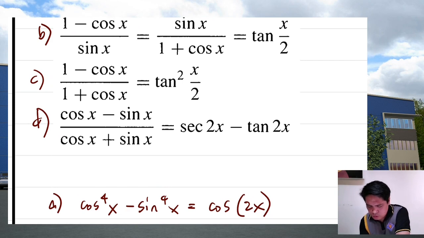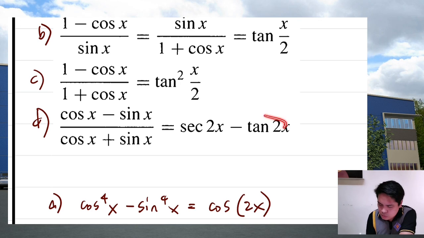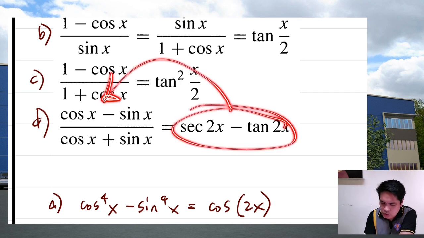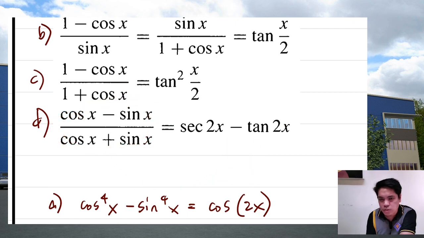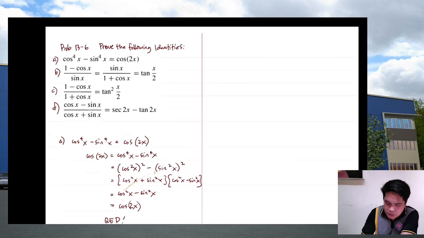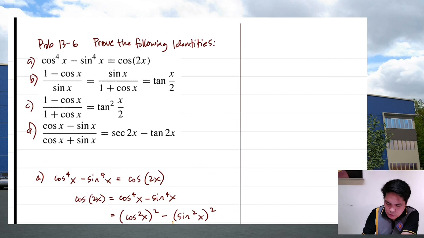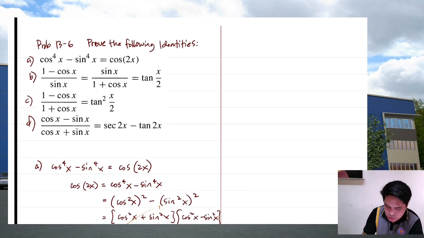Now for letter D, parang ganun pa rin naman. We have two options. We could manipulate this to be equal to this, or pwede din dito, mag-conjugate tayo dito, then transform siya to that. Okay? But if we want to, eto na lang yung i-change natin, madali lang naman because these are just, you can just substitute this in terms of sine and cosine.